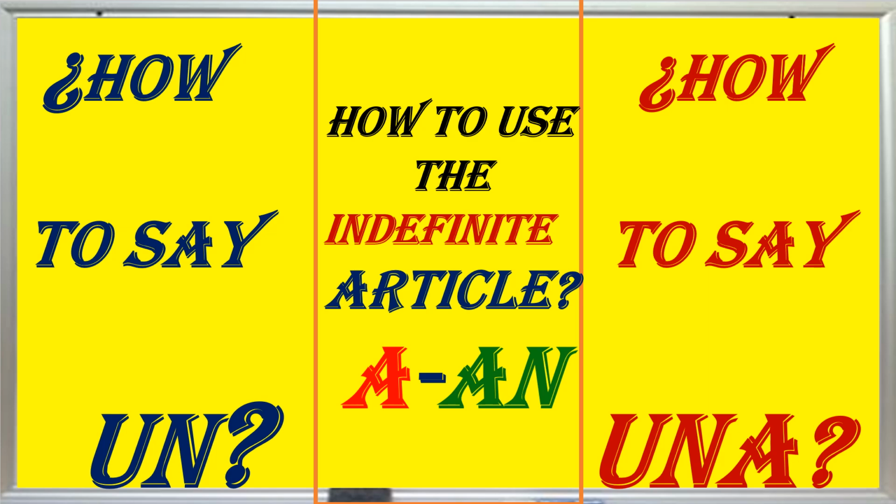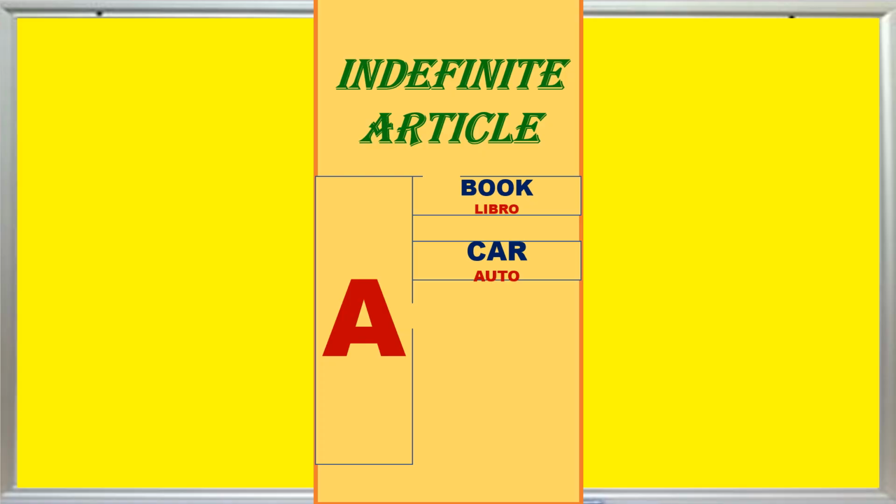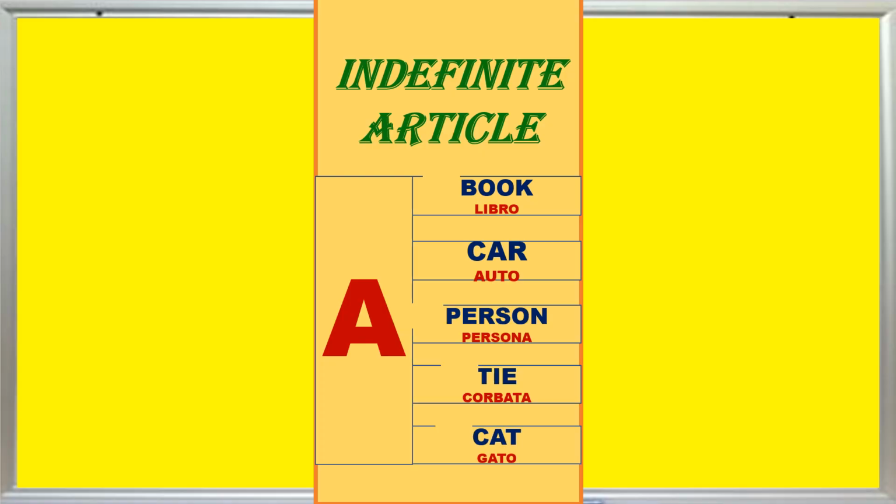How to use the indefinite article a and an. Let's see how it works. When we use the indefinite article a, we use nouns which start with a consonant. For example, book, car, person, tie, cat. They start with a consonant, for example, B, C, P, T, and C.